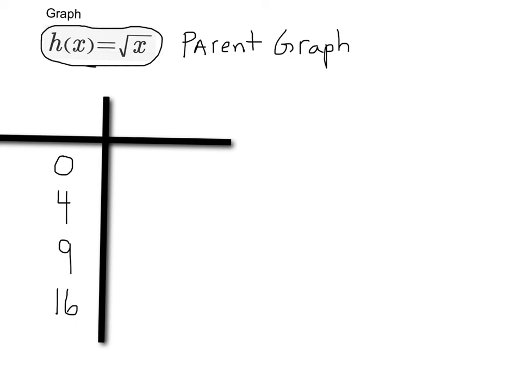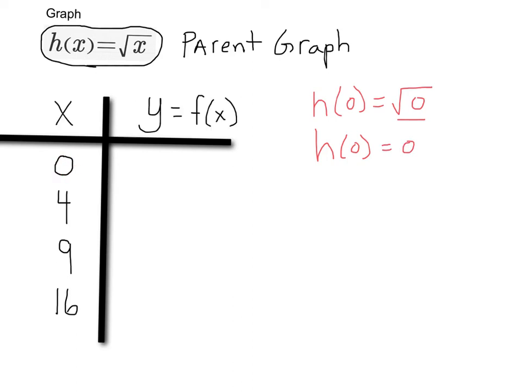Alright, so I'm putting those as my inputs because they are very easy to take the square root of. And here's what we're doing. We're saying h of 0 equals the square root of 0. So what is the square root of 0? It equals 0. So when I input 0, my output is 0. Okay, now let's do 4. The square root of 4 equals 2. So when I input 4, my output is 2.